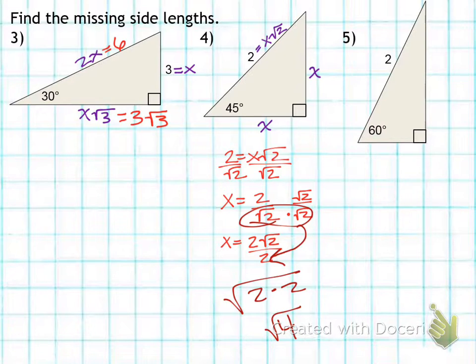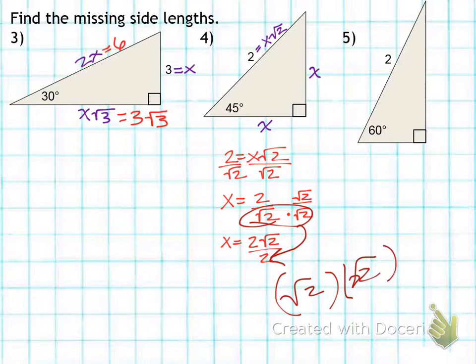Or you can think of it like square root of 2 times square root of 2. Well, that's just the square root of 2 squared. Right, I have 2 copies. And when I'm squaring a square root, I can cancel that out, so that way I just get 2 as well. Okay, so whatever way makes more sense for you to think about this. Okay, but I do get 2.